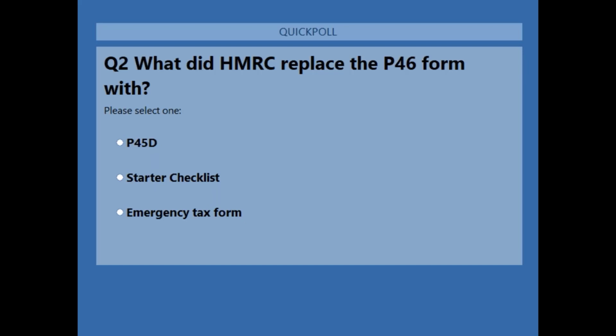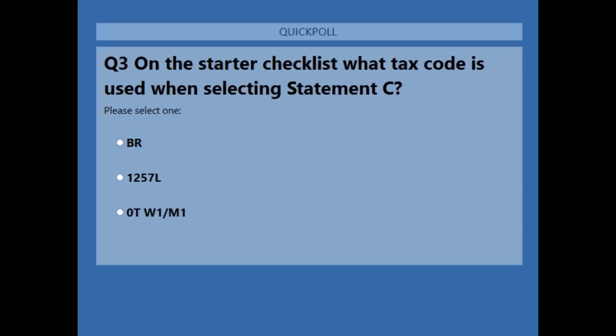And that is the minute done, so we shall close this one as well and move on to the next question. As I mentioned, we will be revealing the results after we've gone through the questions for each round. So question three, let's launch that one. On the starter checklist, what tax code is used when selecting statement C? A bit of a spoiler for the previous question there. Is it BR? Is it 1257L? Or is it a 0T week 1 month 1 tax code?